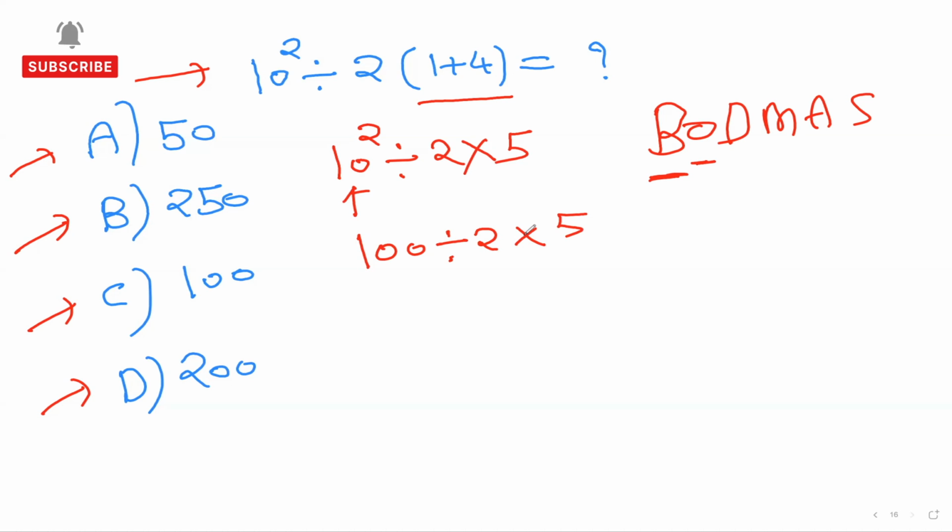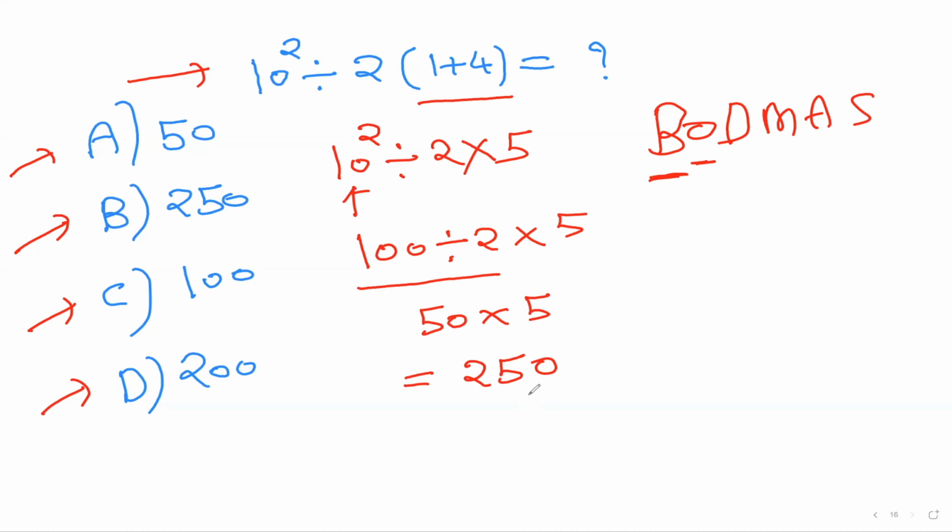Now I've got a division and a multiplication. Both of them have the same priority, so I have to do left to right. I'll be doing this first: 100 divided by 2, which is going to be 50, and 50 times 5, which is going to be 250. So 250 is my correct answer.